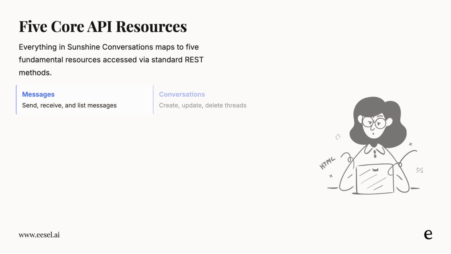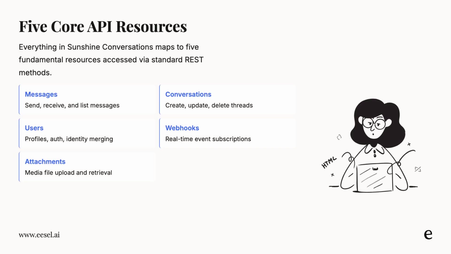The API is built around 5 clean resources: messages for sending and receiving, conversations for managing threads, users for identity and authentication, webhooks for real-time events, and attachments for media. All accessed via standard REST methods with consistent JSON responses and predictable HTTP status codes.